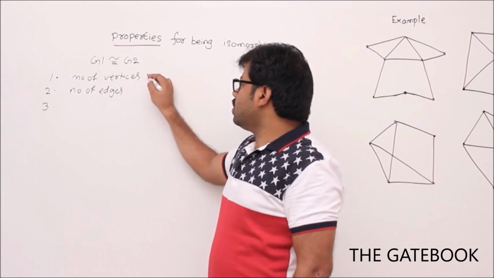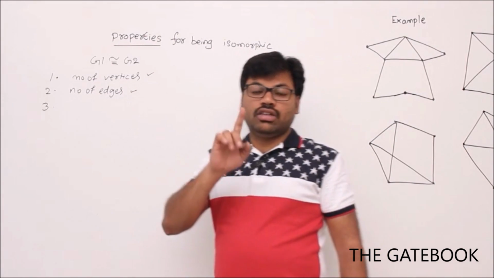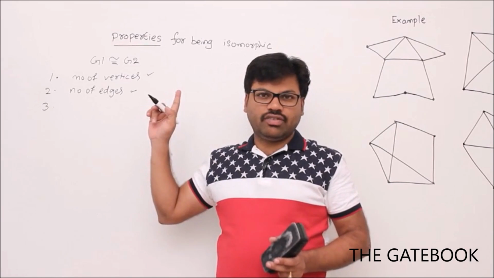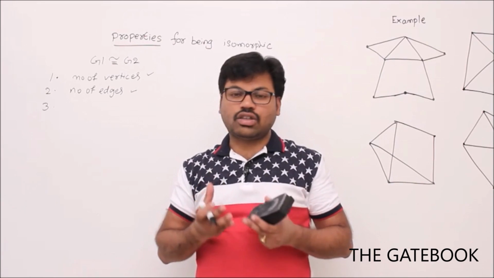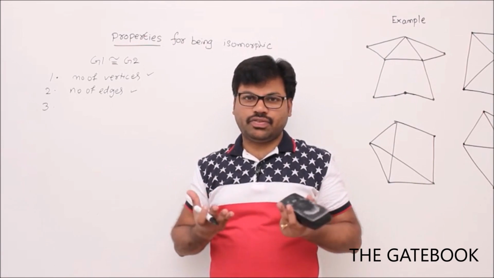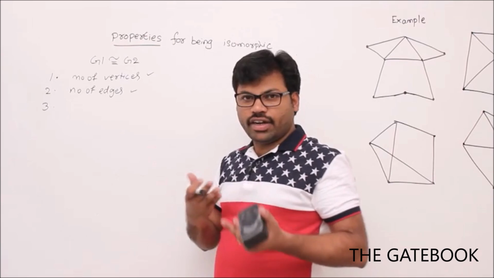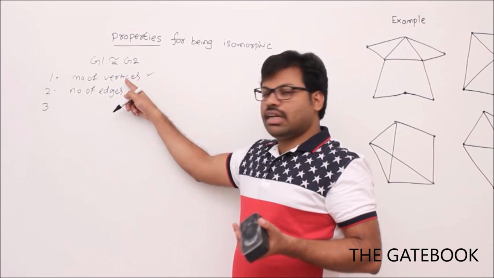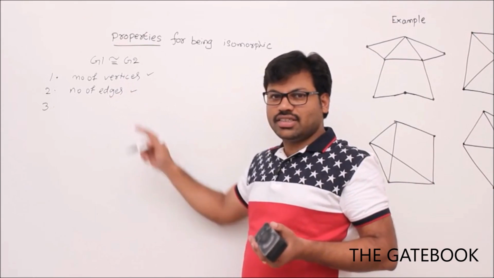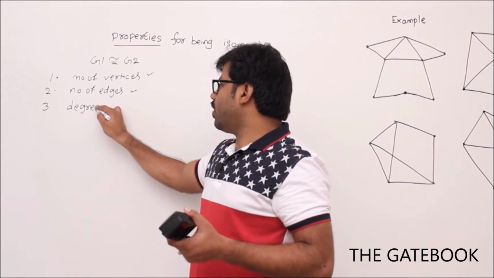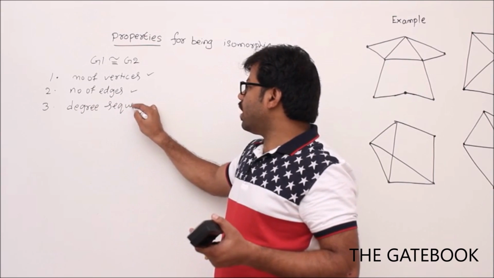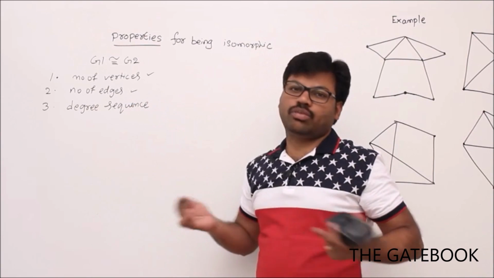Now, number of vertices, number of edges, and the sufficient condition is only the definition. What is that? You should show one-to-one correspondence. But I don't want to do that because it is computationally expensive. So I try to find shortcuts. Those shortcuts: check the number of vertices, then number of edges, then check the degree sequence. This is one more property of a graph, right? So the degree sequence of two graphs should be the same, otherwise they are not isomorphic.